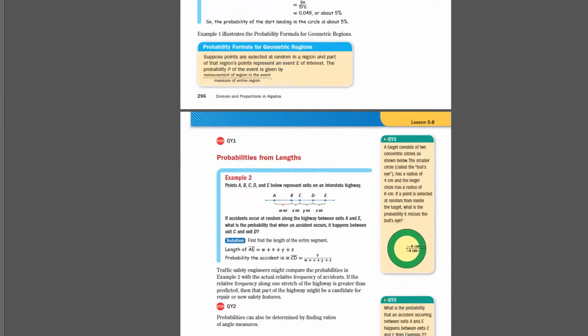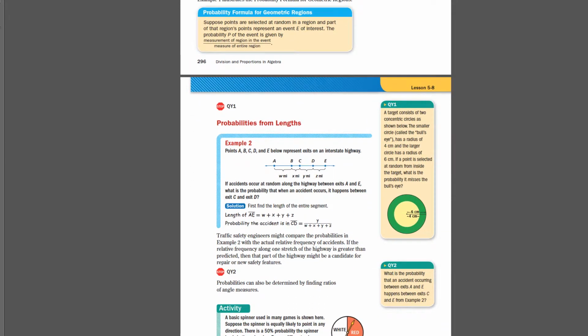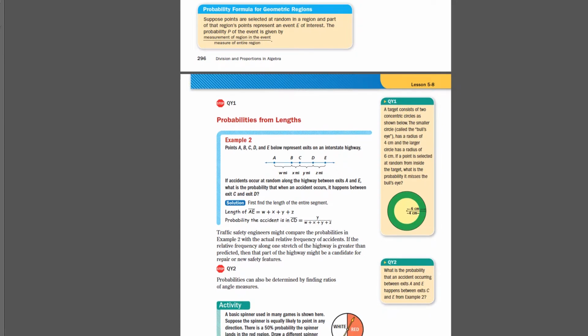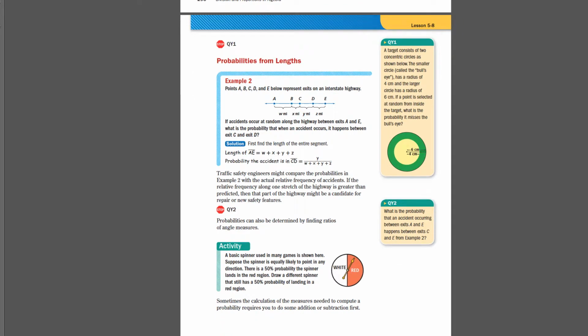If we look at another idea of probability without counting, this is a probability from length, so that's again a geometric quantity, and we have this freeway exit problem. An accident could occur anywhere between exits A and E. It's equally likely, which means it's random throughout that. There's as much of a chance of it occurring between A and B as between B and C. And it asks in our question, what is the probability that when an accident occurs, it happens between exits C and D? Well, the distance from C to D is y miles.